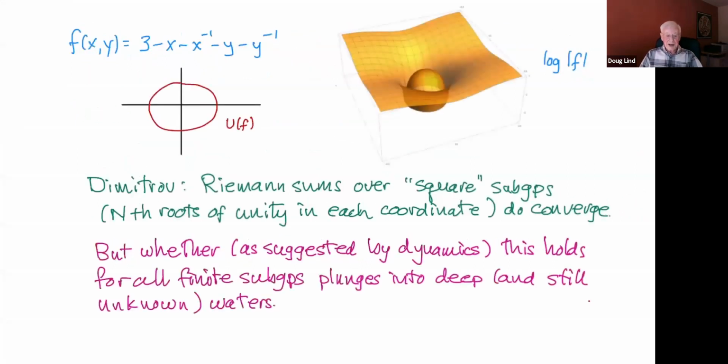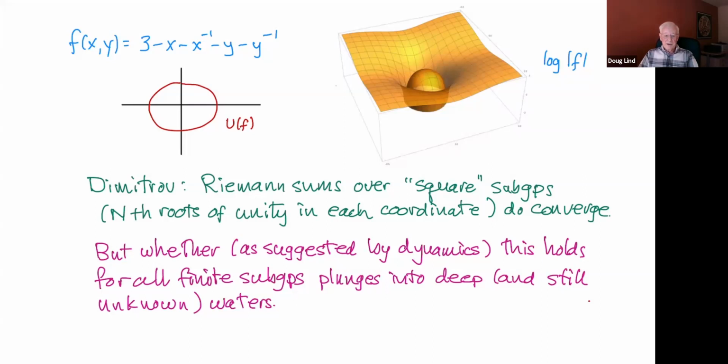So here's an example. If you look at this polynomial, its unitary variety is just a curve. So this is dimension one in a two-dimensional torus, codimension 1. That's what log mod f looks like. And the question, which is still open, and in fact explicitly described in the Dimitrov-Habegger paper from last year, is: do the Riemann sums over finite subgroups of this converge to the integral?